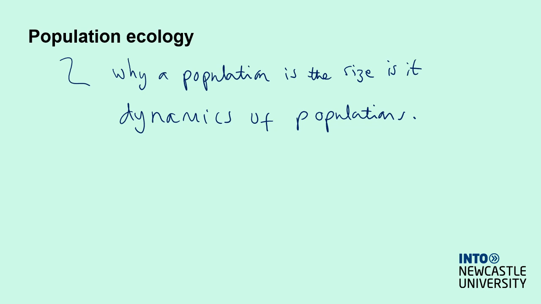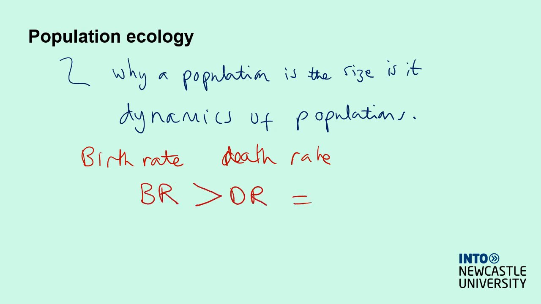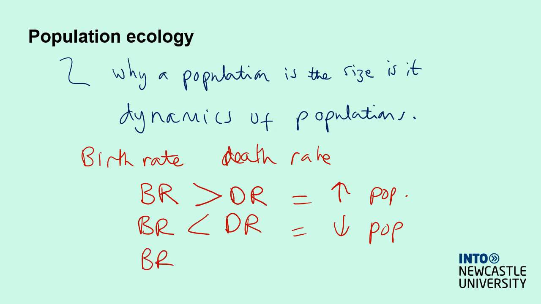And population ecology is dependent on the birth rate and the death rate, which is a bit depressing. If the birth rate is more than the death rate, then we'll get an increase in population size. If the birth rate is less and the death rate is more, then we'll get a reduction in population size. If the birth rate is the same as the death rate, then the population will be stable.